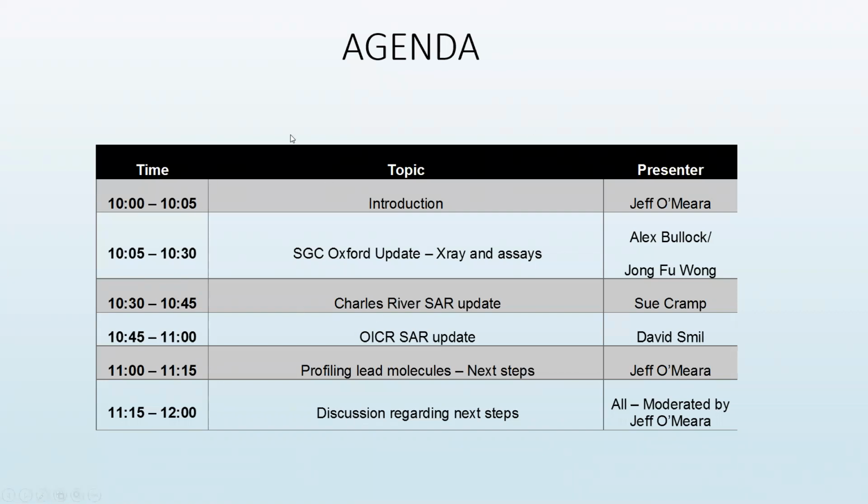We're going to have just a very brief introduction. I'll go through the action items from the previous meeting that I always do, and we'll do the SGC Oxford update, the Charles River update, the OICR update, and then I'll talk about some of the things we're doing to profile the lead molecule, M4K 2009 at this point. And then, as I said, we've left plenty of time for discussion. So let's make this a discussion-based meeting if possible.